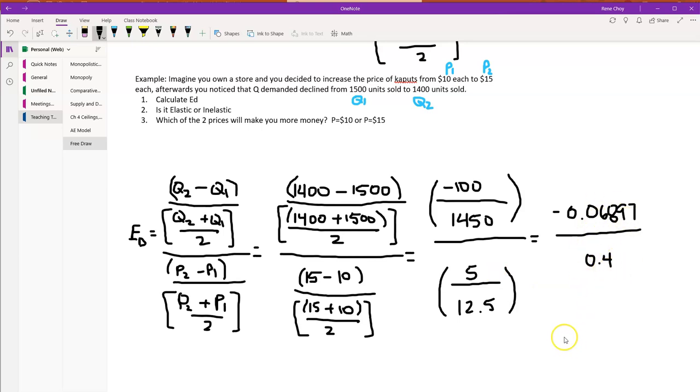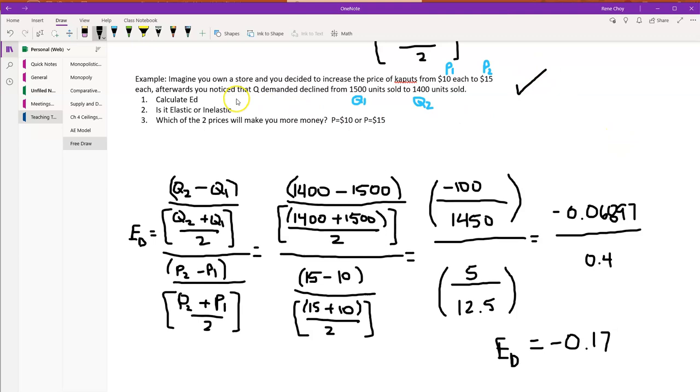So now I've got to solve this one here, and that gives me 0.06897 divided by 0.4. That gives me negative 0.17. All right. Oh, did I say 7 and write 4? Yes, I did. All right, so fix that. 0.7. Okay. This is my elasticity of demand for the example that we have here.